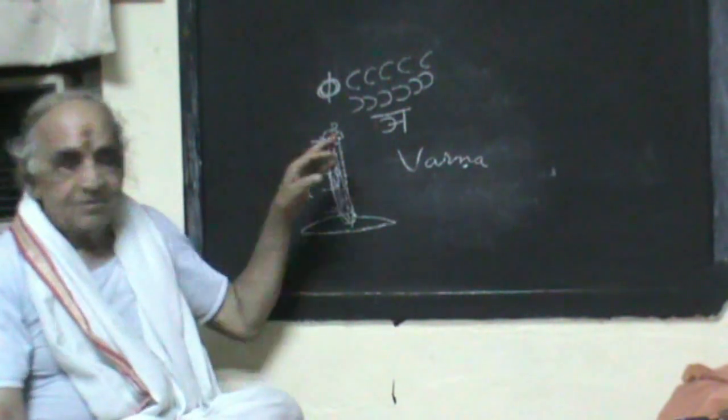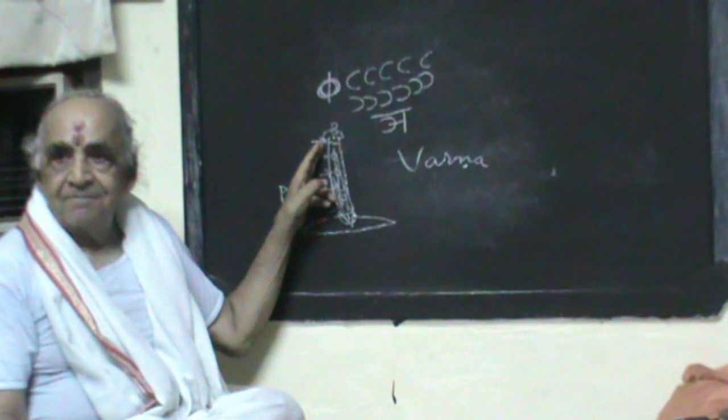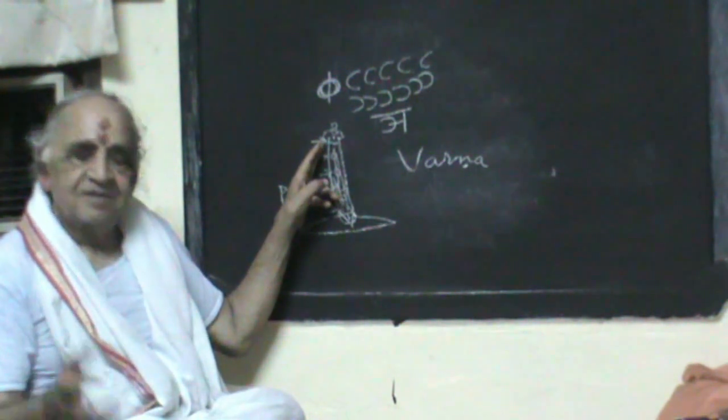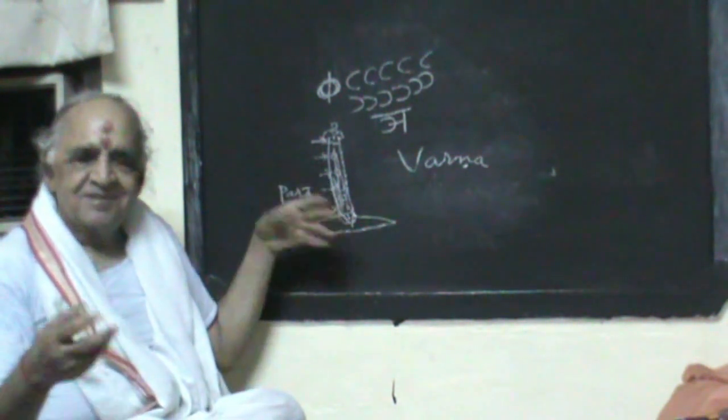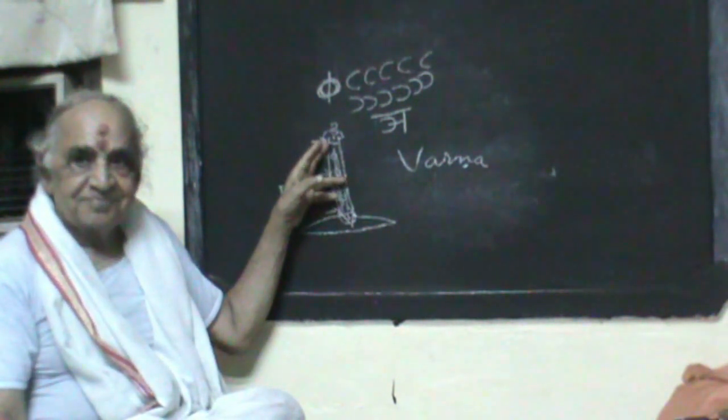So this is speech, gross speech in our mouth. What was the name? Vaikhari Vak. Vaikhari. This is not our subject, but I explain. Achha. So Vaikhari Vak is this.